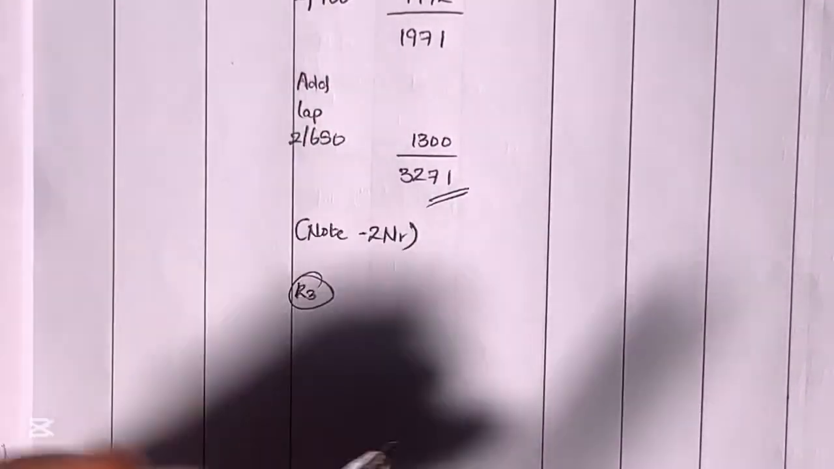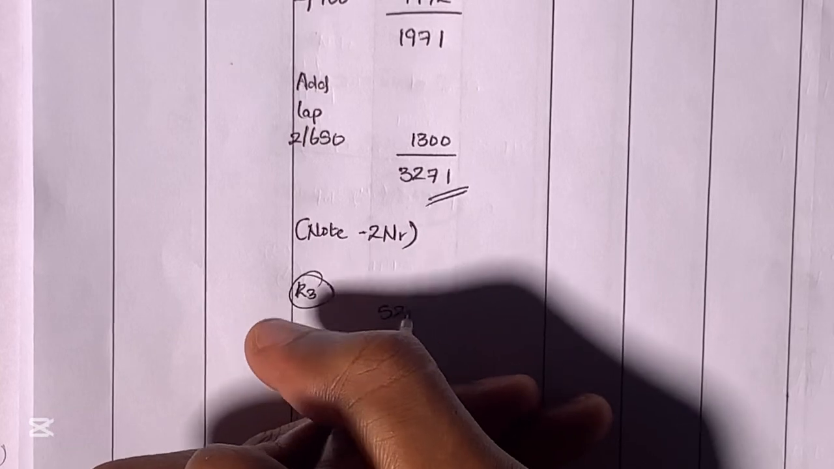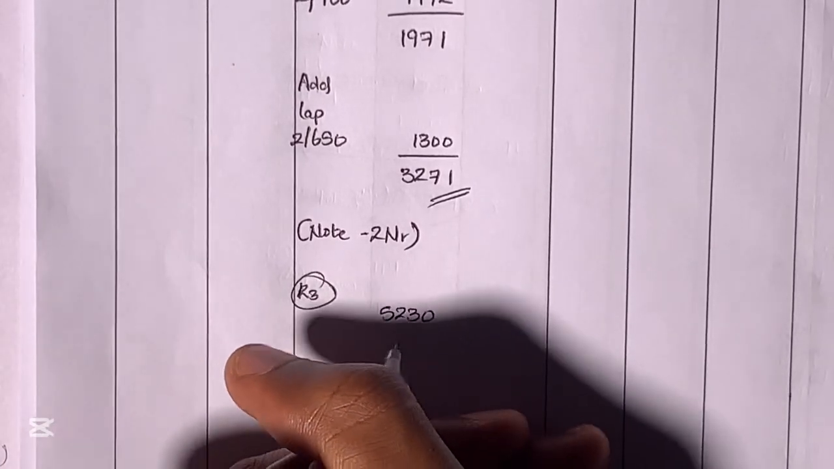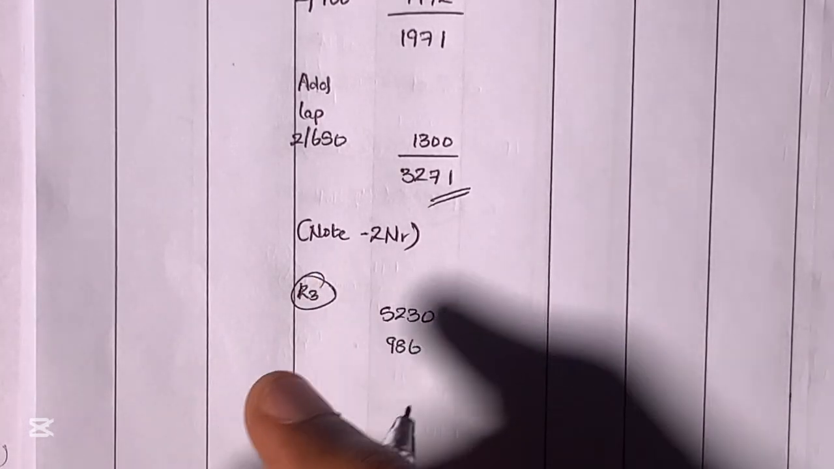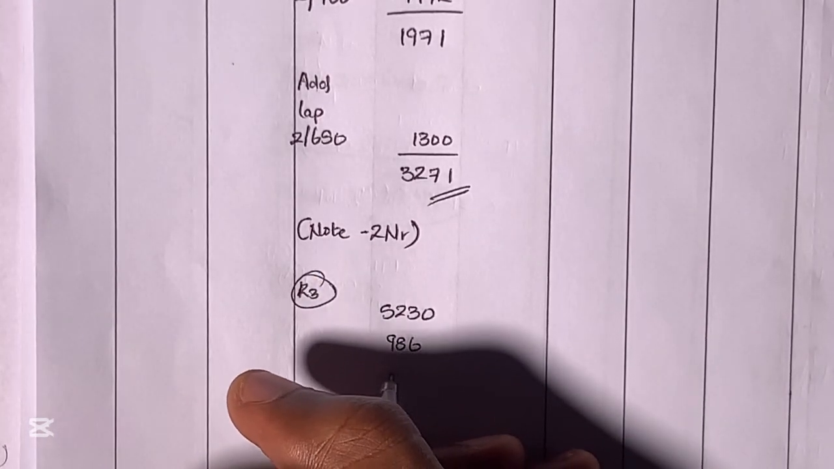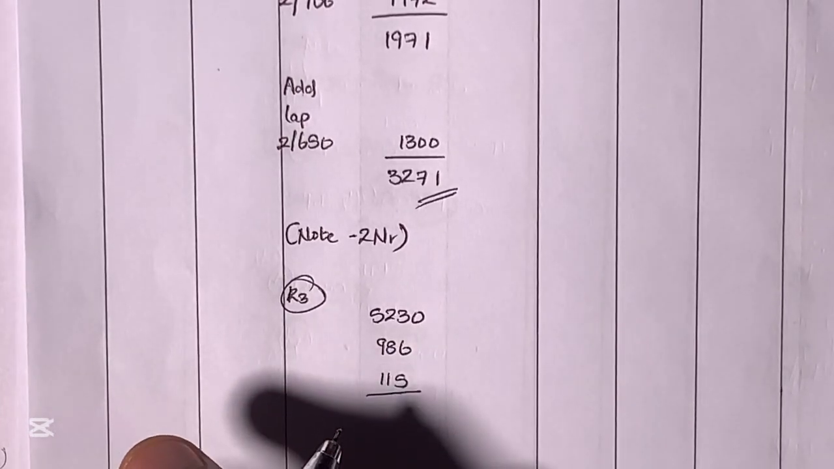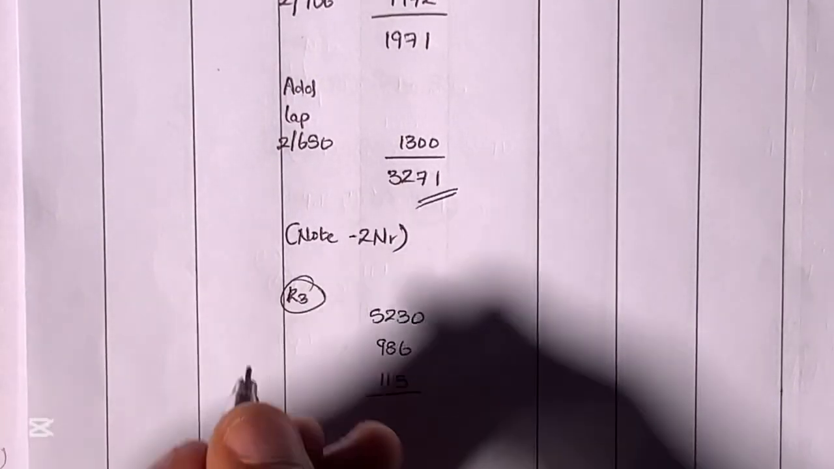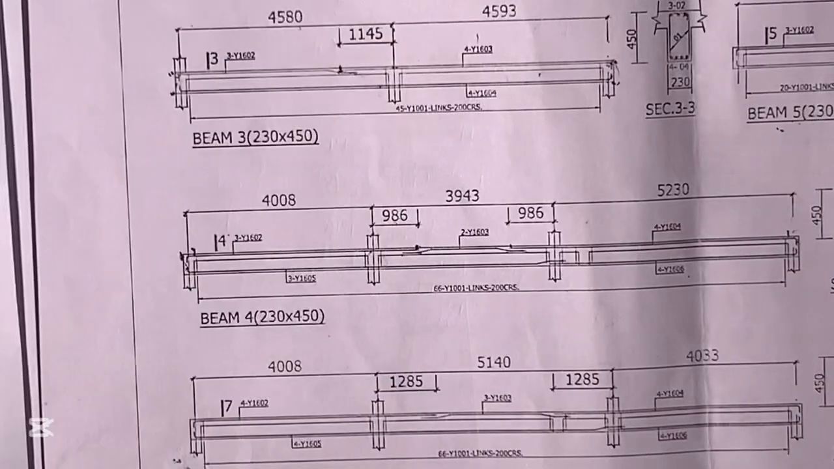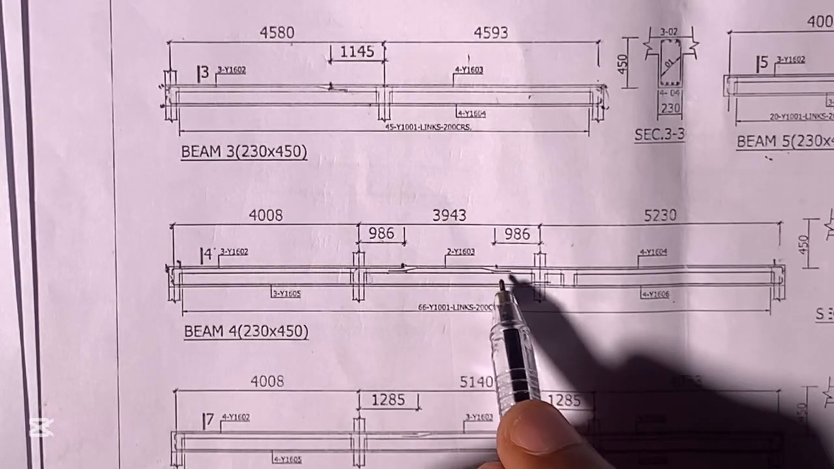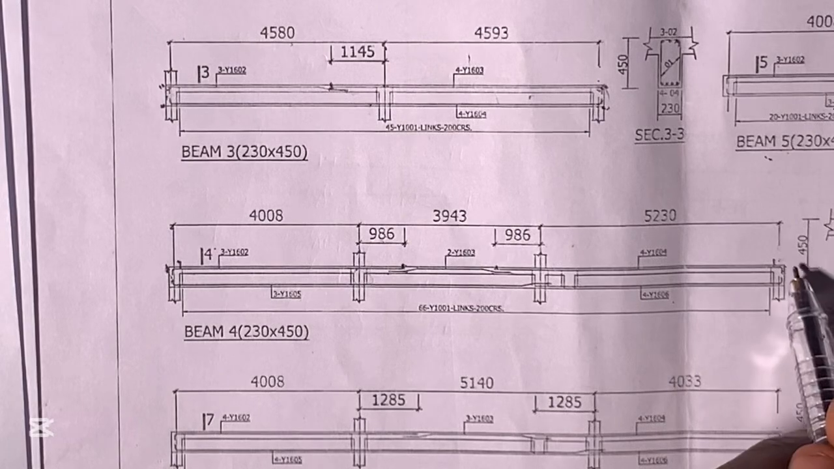So we'll now say 5230 plus 986, then plus half of the thickness of the beam, which is 115. When you do the math, you're going to have 6331. So 6331 is the length of this beam from this edge down to this edge, the external side.